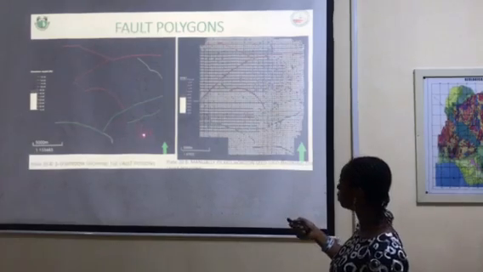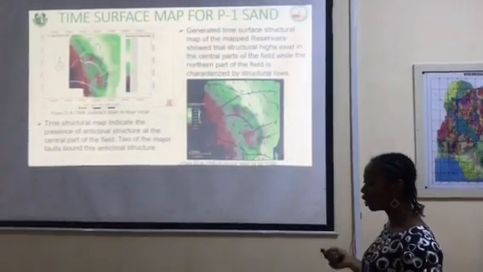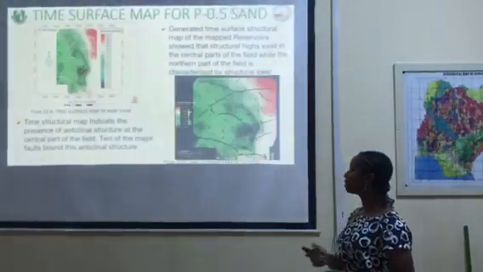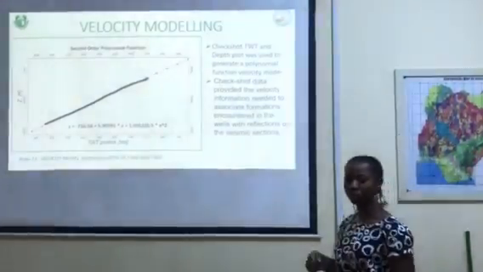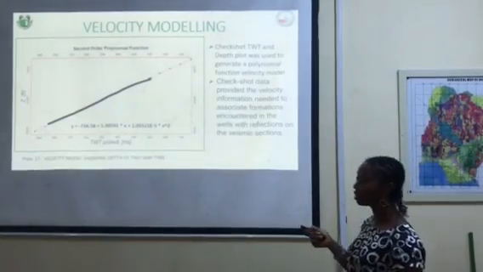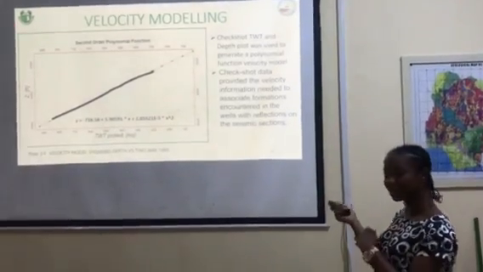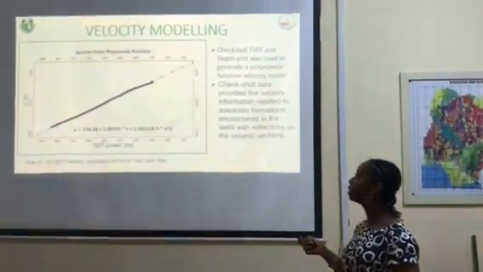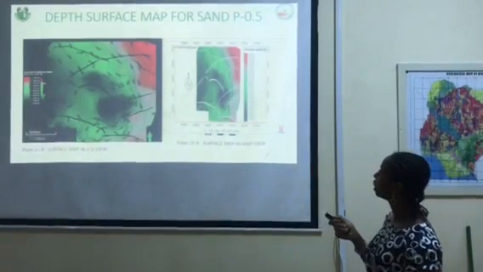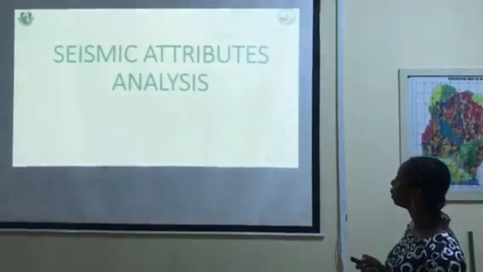This map is a 2D view map showing us our fault polygons. Then with the horizon mapping, we are able to generate our time surface map. These time surface maps were later depth converted, making use of polynomial velocity modeling. We plotted the time and the depth values of our checkshot data, and this plot was used in generating our depth map. This is the depth surface map for sand P1, and these are the depth surface maps for sand P0.5. This is 3D view, and this is map view.